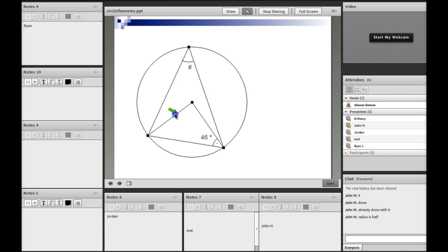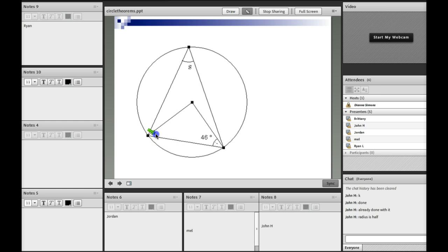This is the center, so this is a radius, right? Center out to the circumference, that's a radius. So this is a radius. So these two lines are the same, right? Let's think about a triangle. This is a triangle that has two sides that are the same. So this angle is 46.